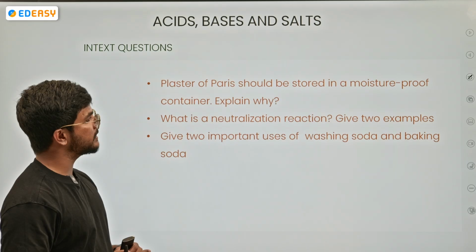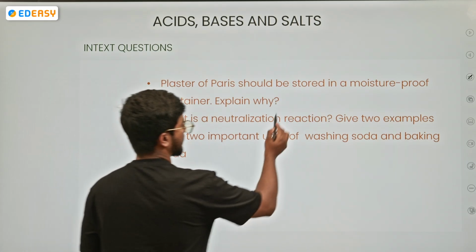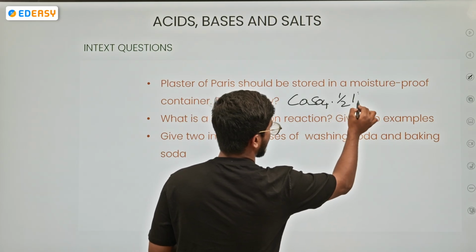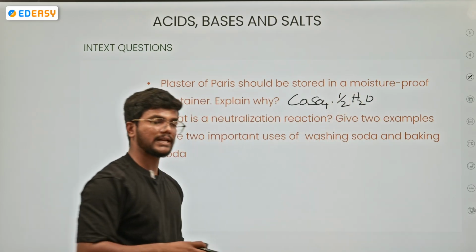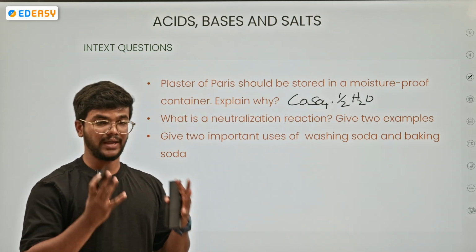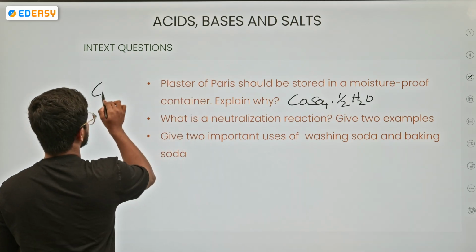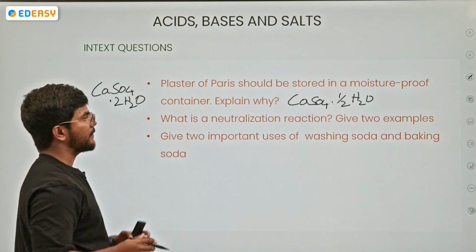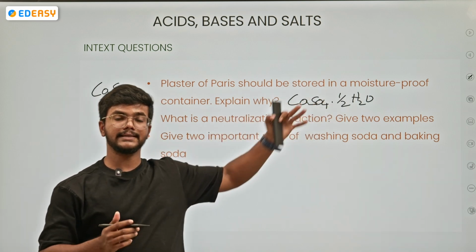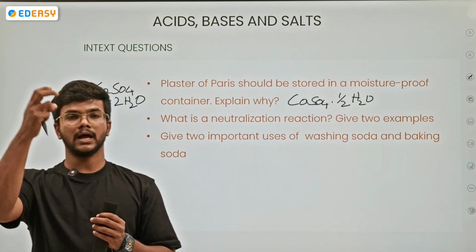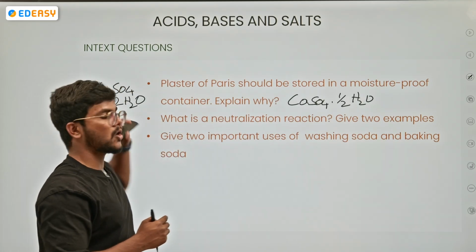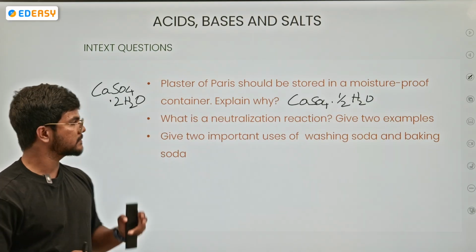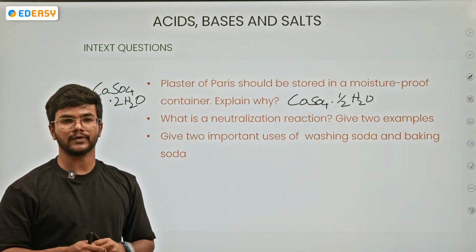Plaster of Paris should be stored in a moisture-proof container because plaster of Paris is CaSO4, calcium sulfate hemihydrate. When it reacts with atmospheric water vapor, it converts into gypsum, a strong solid with 2 water molecules. So when the POP is kept in the open air, it reacts with water molecules and converts into a strong solid, which is calcium sulfate with 2 water molecules. That is why it is stored in a moisture-proof container.